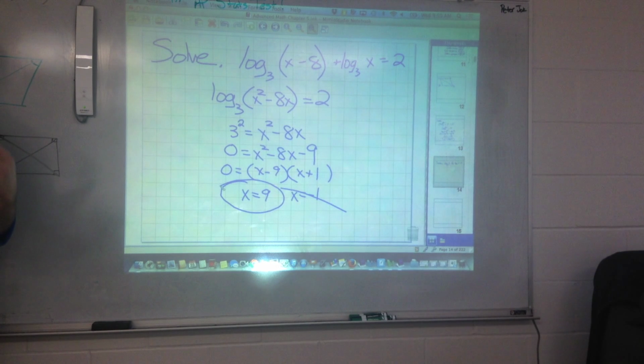Okay, so that was real quick, solving logarithmic and exponential functions, just solving for x. No real story problem to go with it. I'll do some story problems next.